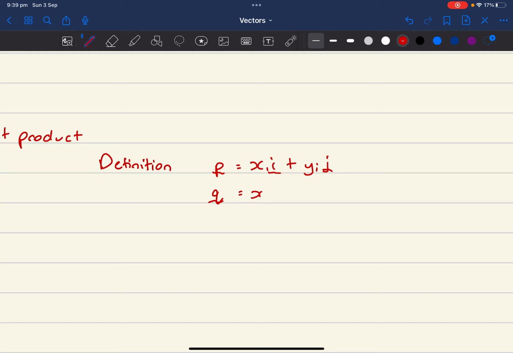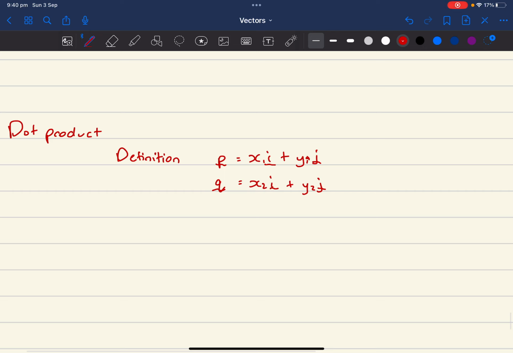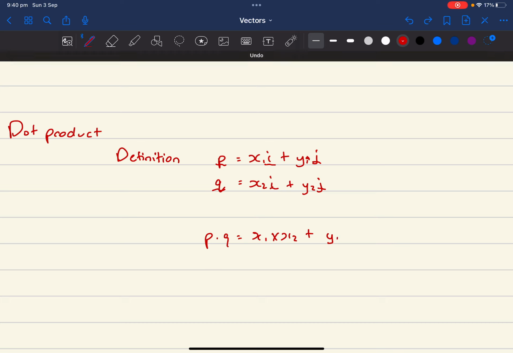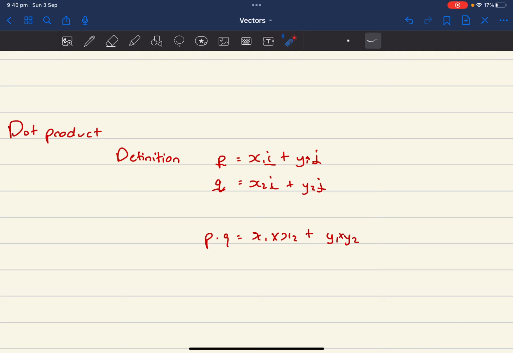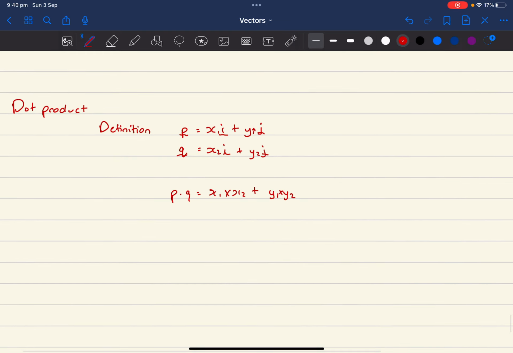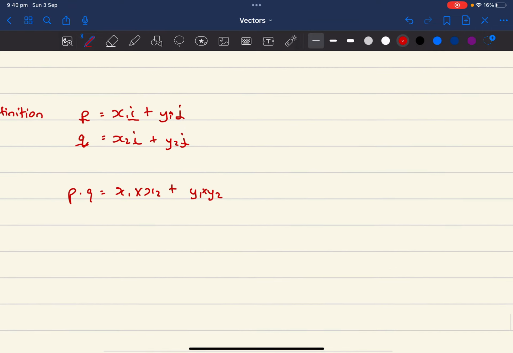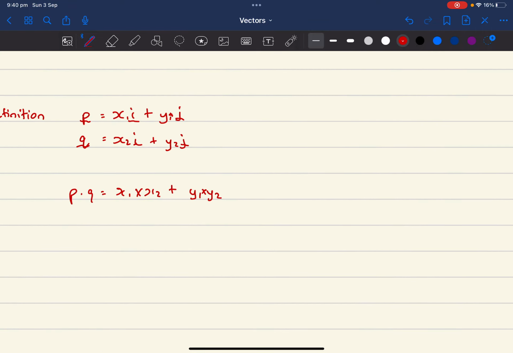Then for Q, I could have x2 i plus y2 j. Again, these are just two numbers. Basically, the dot product P dot Q would just be x1 times x2 plus y1 times y2, right? So your answer would just be a number, like 73, for example. Okay, so let me just give a quick example. This is how you would do it in notation form.